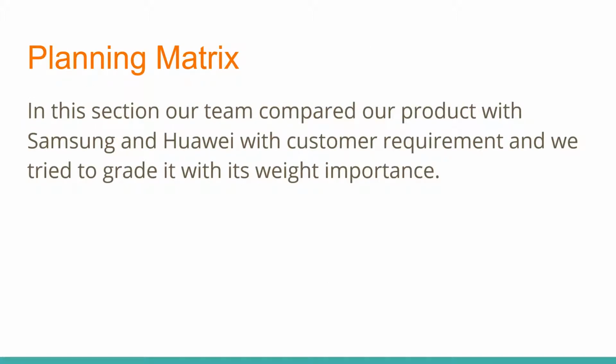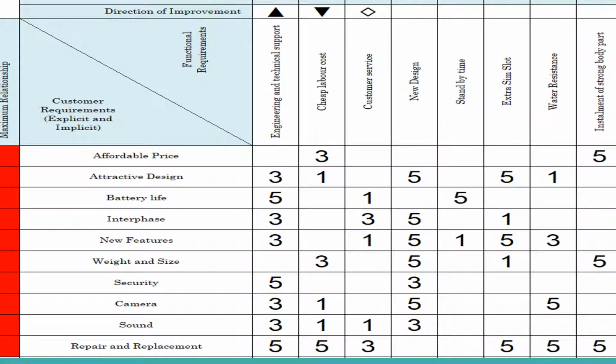In these sections, our team compares our products with Samsung and Huawei on the customer requirements, and we try to grade it with the weight's importance. This chart shows the relationship between functional requirements and customer requirements. We give 1 for weak, 3 for medium, and 5 for strong.